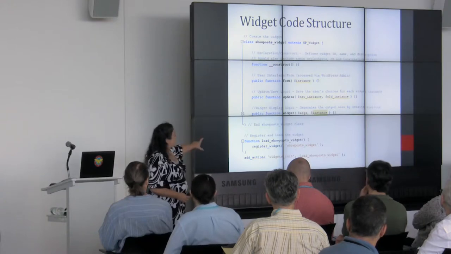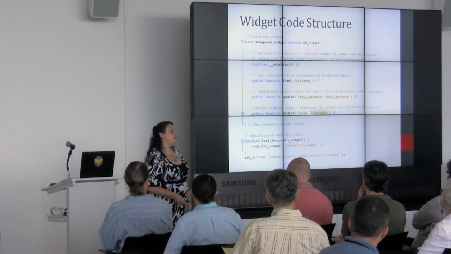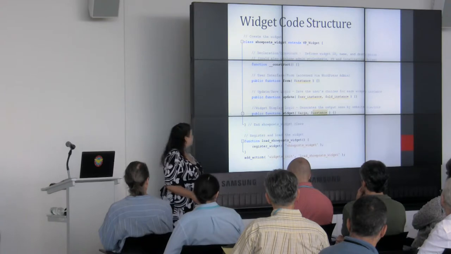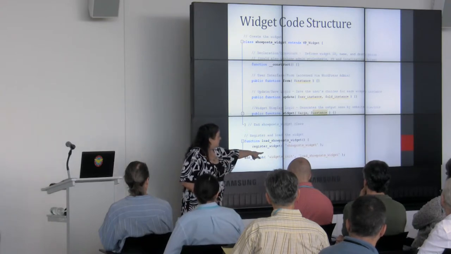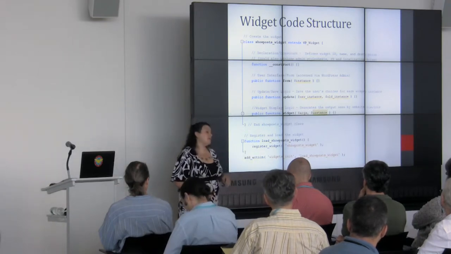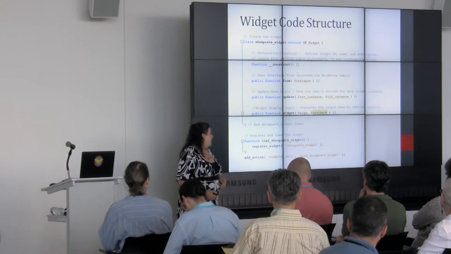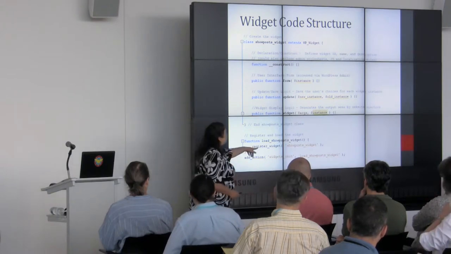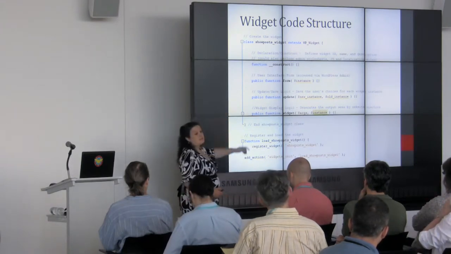And then the last bit on the bottom here is where we're going to register and load the widget. And you can see right down here, we're calling widgets init. We're calling the name of our widget, which in this case is load show post widget. And then we're registering the widget, and this name that we're registering matches our class name up here.